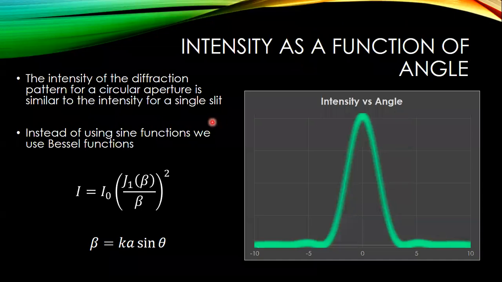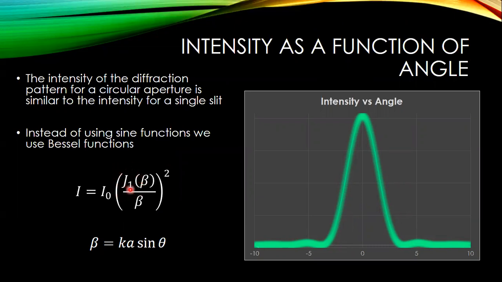The intensity as a function of angle looks something like this. Again, you can see the central Airy disk right here. The first minima is right here, and then you have the first ring around that. Now, this function looks a lot like what we had for the single slit. The main difference is, instead of sine, we use a rather obscure function known as a Bessel function.